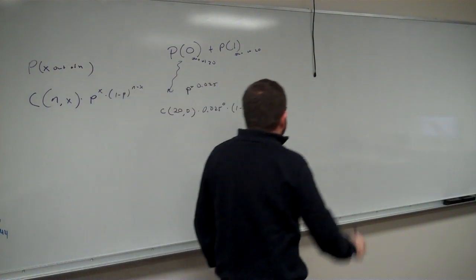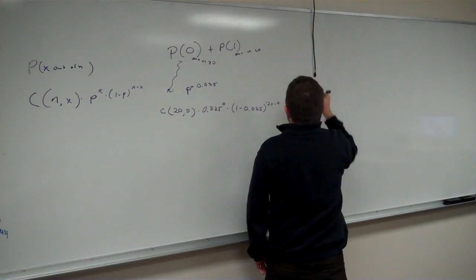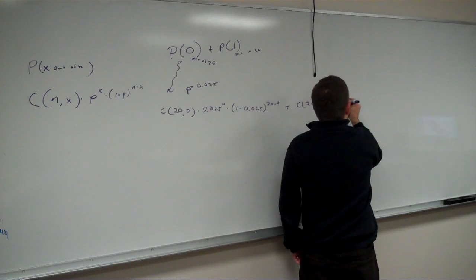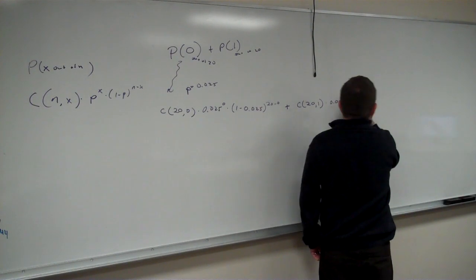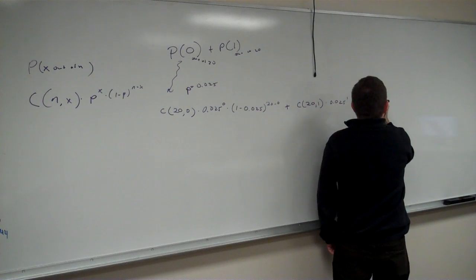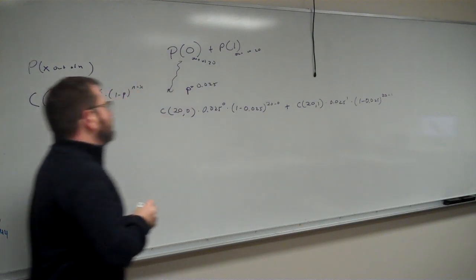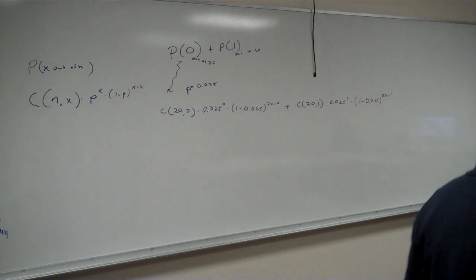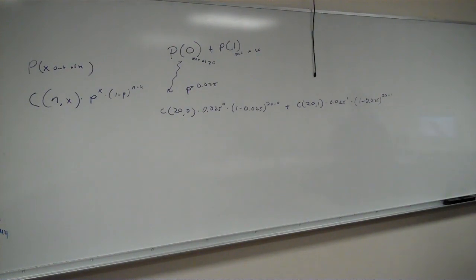And that's going to be a bunch of tapping on your calculator. Plus, same thing for 1. Combination of 20 things taken 1 at a time times p to the x power times 1 minus that probability to the 20 minus 1 power. So that's all they're looking for here. It's a bunch of arithmetic, or like a line on a spreadsheet. But it's not going to be that big of a deal. That's part A.